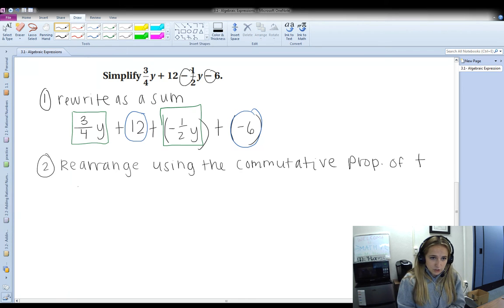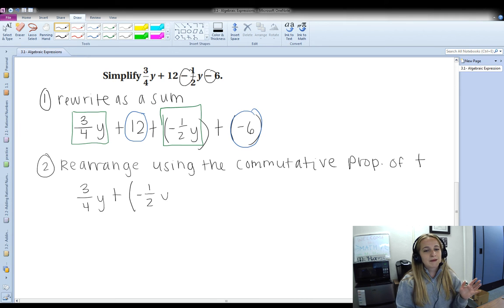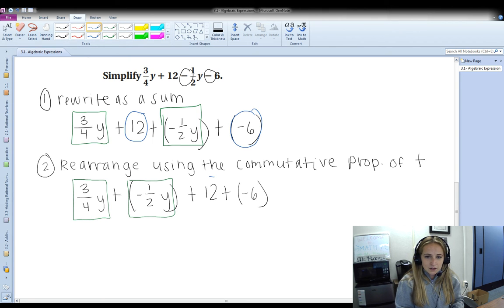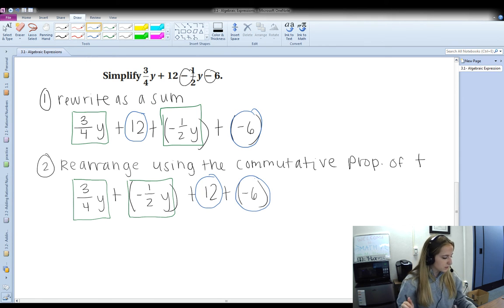So essentially what I'm going to do is I'm just going to write 3 over 4y. Then next, rather than writing that plus 12, I'm going to write the plus negative 1/2 y because I want my like terms together. Then I can put my other set of like terms, the 12 plus the negative 6. Then remember, if we're keeping it all consistent and drawing those boxes to help keep track of everything, you can see I have my like terms together and then the constants are together. Okay, so we're keeping it all organized next to each other.